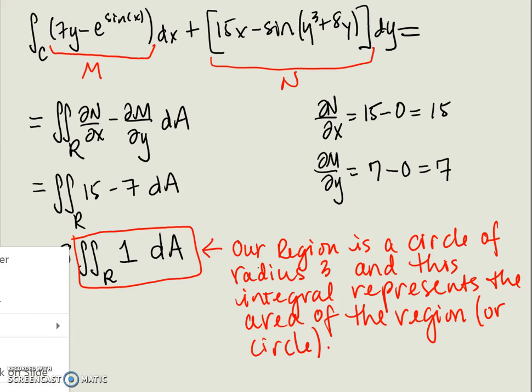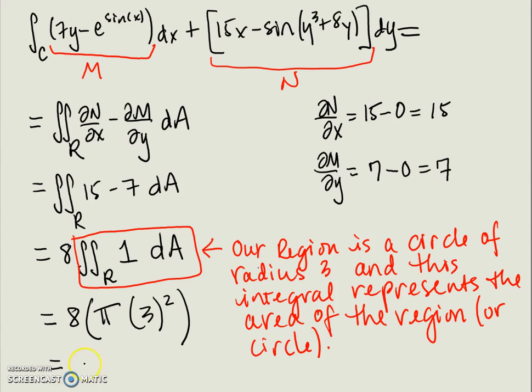So I get to take a shortcut here because really that integral is just saying it's 8 times the area of that circle, and the area of that circle of radius 3 is pi r squared, or pi times 3 squared, which is going to give us 72 pi. And this would be square units if you knew what the units were.